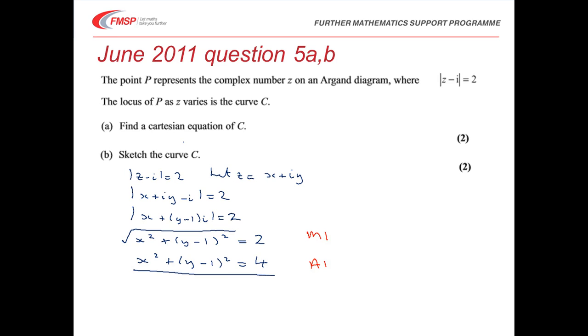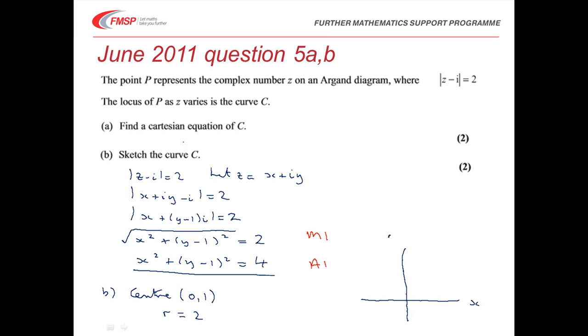In part B, we simply have to sketch the curve that we've just found. Clearly this is the equation of a circle, so it's worth writing down the centre of the circle, which is at 0 plus 1, not minus 1, it's at 0 plus 1, and the radius is the square root of 4, which is 2. So your sketch needs to show those two bits of information as clearly as possible.